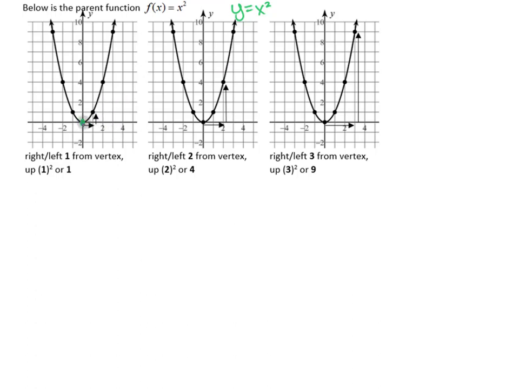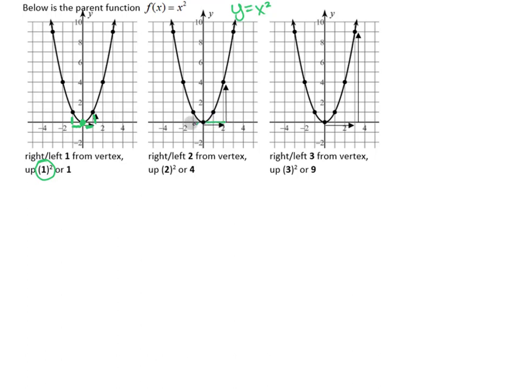In other words, if I start at my vertex, and that's one of the places we will always start graphing our parabolas, and I go left or right 1 unit, so my x value is 1, we're going to go up that value squared. So 1 squared is 1. If I go left or right 1, we go up 1, and you can see we find those nice lattice points.